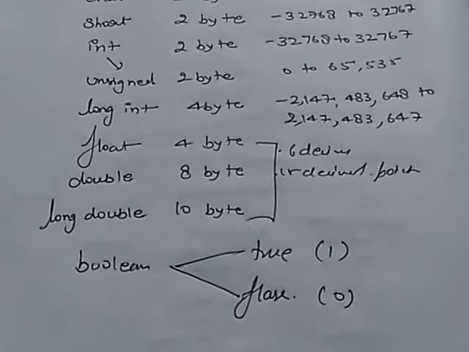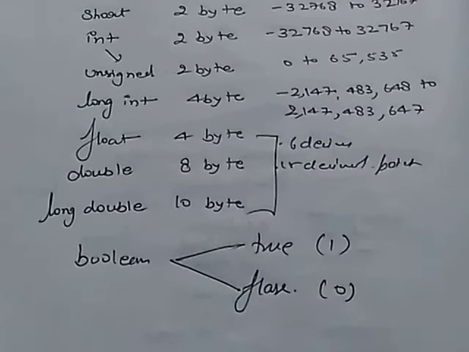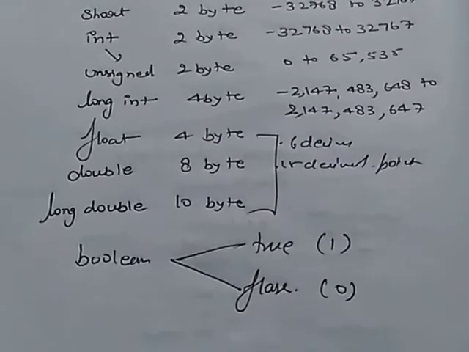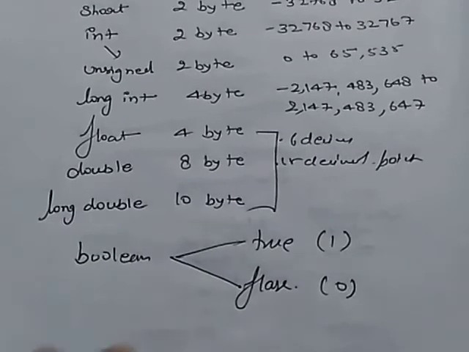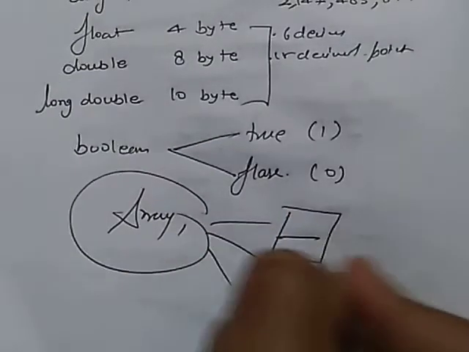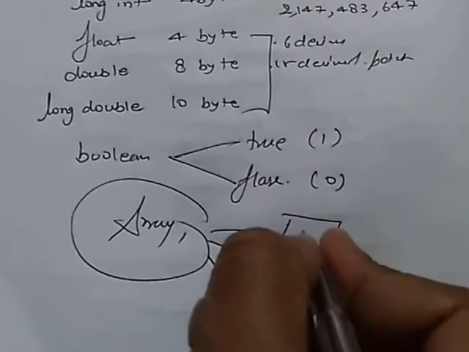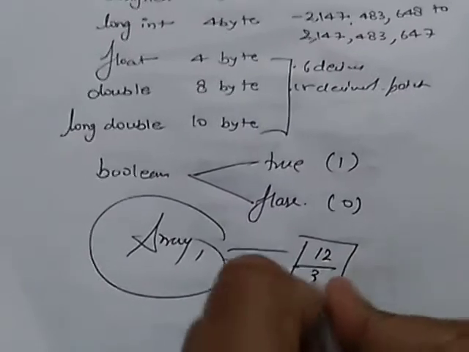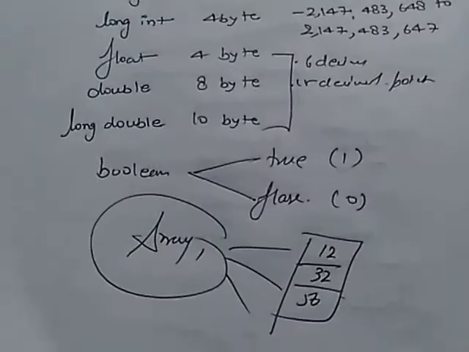Now we have derived data types in which we have array. So it will take multiple values. For example, we can say numbers of marks of various students like 12, 32 and 56. So hope you will understand this one.